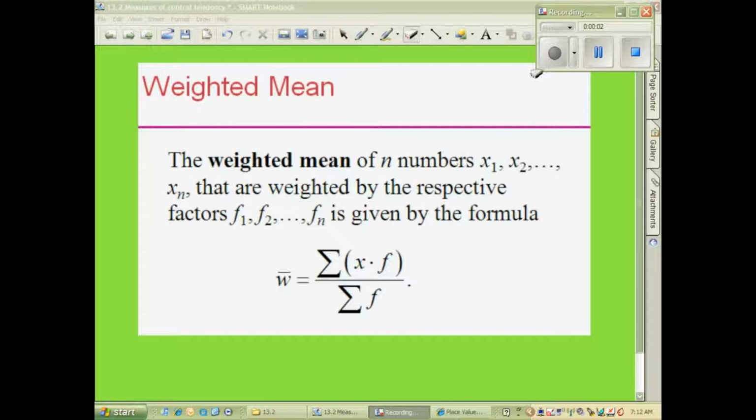Alright, the weighted mean is going to be our GPA. The weighted mean of n numbers, and once again we see the x sub 1, the x sub 2, and so forth, all the way to x sub n, are weighted by the respective factors, and that's your f. So each variable is going to have a different factor or weight, and then we divide by the total weight. Okay, so let's take a look at an example of that.